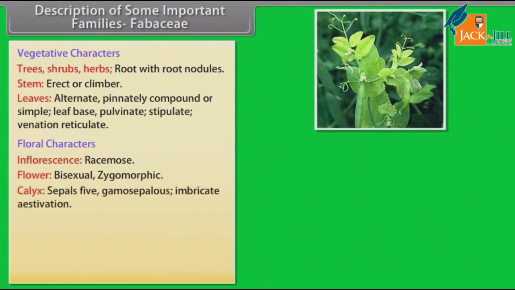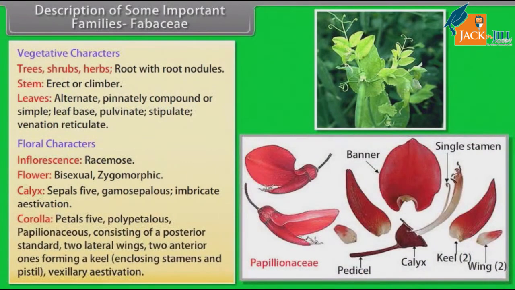Calyx sepals 5, gamosepalous, imbricate aestivation. Corolla petals 5, polypetalous, papilionaceous, consisting of a posterior standard, 2 lateral wings, and 2 anterior ones forming a keel, enclosing stamens and pistil, vexillary aestivation.